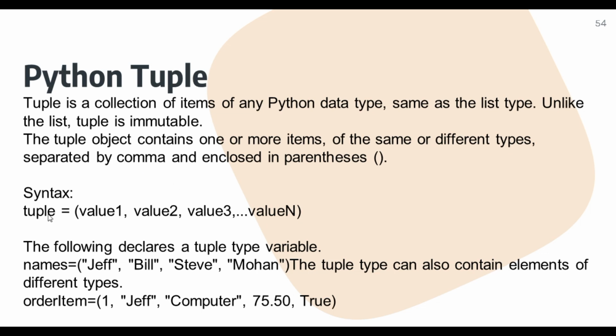Here you can see the example: tuple equals value 1, comma, value 2, comma, value 3, and so on up to value n. Same example we have considered: name equals Jeff, Bill, Steve, Mohan. The tuple type can also contain elements of different data types. Here you can see order item 1, Jeff, computer, 75.5, true.